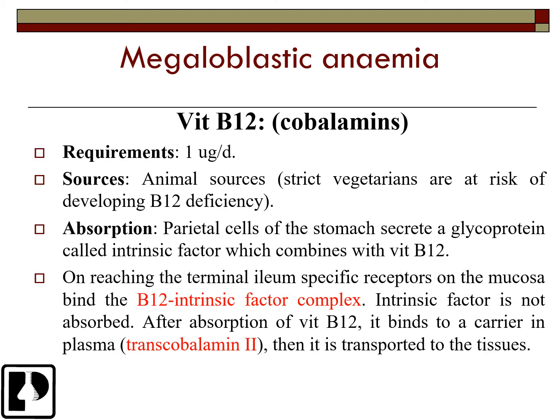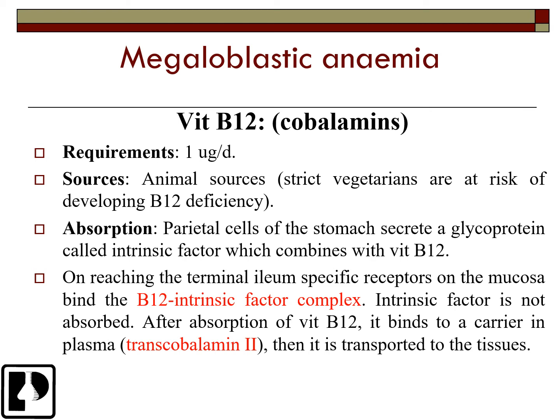Vitamin B12, or cobalamin: the requirement is 1 microgram per day. The source is usually animal, so vegetarians are at risk of developing B12 deficiency and megaloblastic anemia.